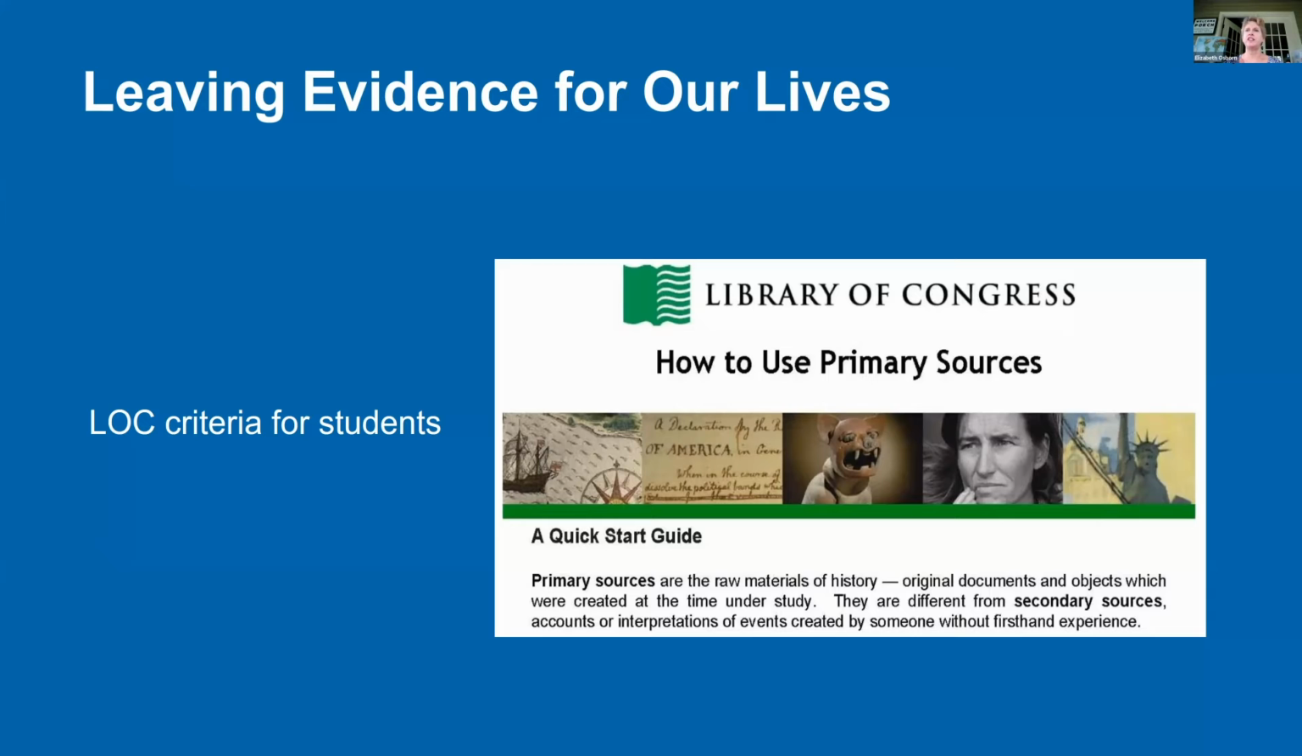Generally, biographies are secondhand accounts or interpretations of events by someone without firsthand experience. So what if someone in 1900 writes a biography of George Washington? Obviously, he didn't know George Washington. He didn't even live in George Washington's era.